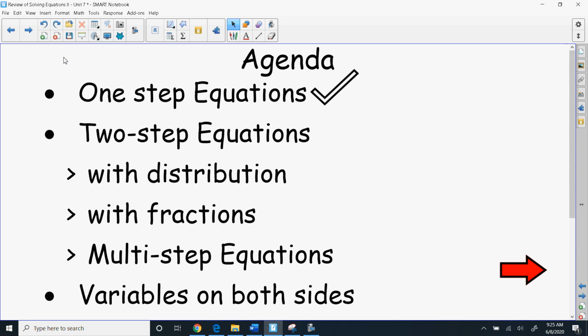So that's one-step equations when it's multiple choice, but let's go on to the two-step equations. Two-step with distribution, fractions, multi-step. I'm going to cover all of those pretty much in one question, which is pretty big, but I think you'll like it. So here we go.